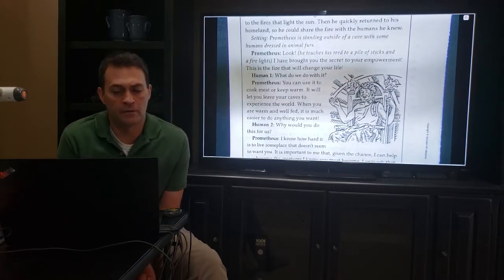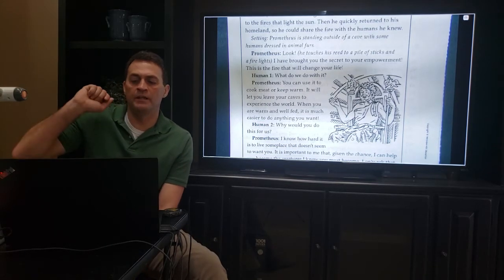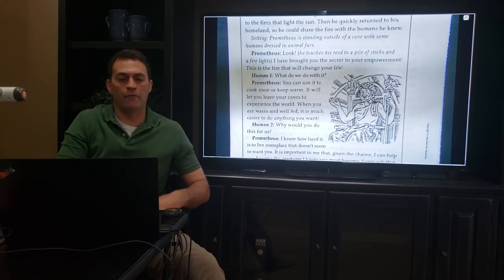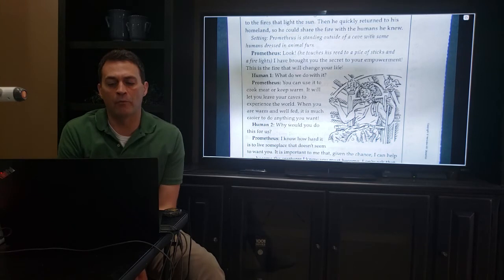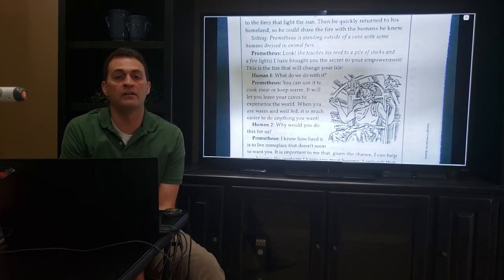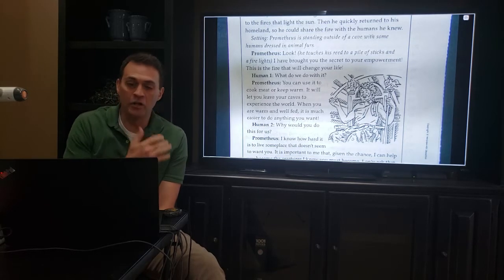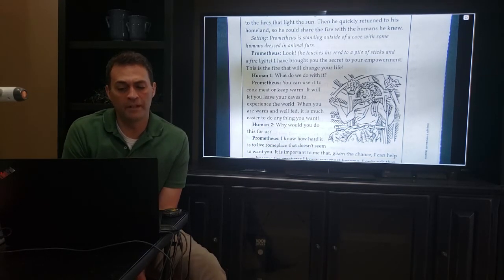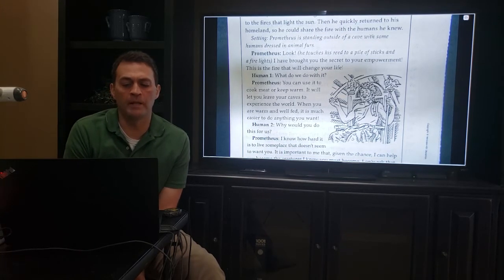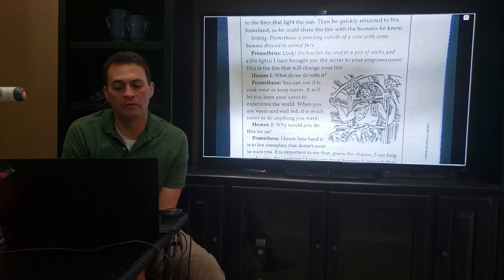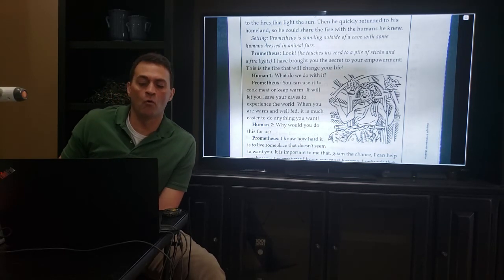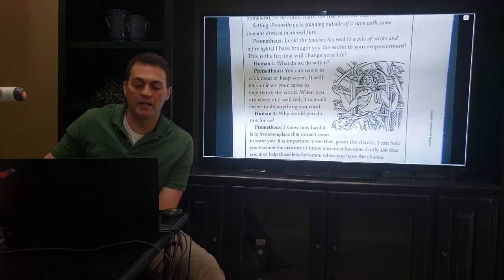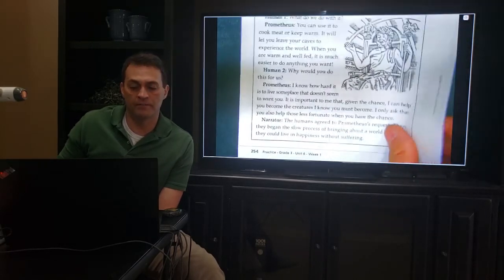Prometheus says, look, and he touches his reed to a pile of sticks and a fire lights. I have brought you the secret to your empowerment. This is the fire that will change your life. The human one says, what do we do with it? Prometheus answers, you can use it to cook meat or to keep warm. It will let you leave your caves to experience the world. When you are warm and well fed, it is much easier to do anything you want.